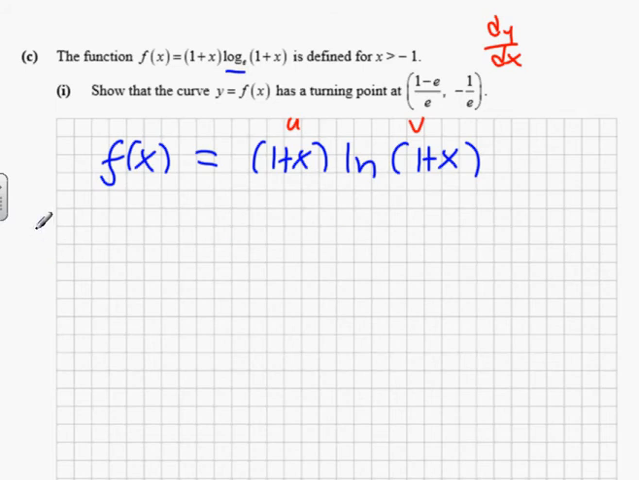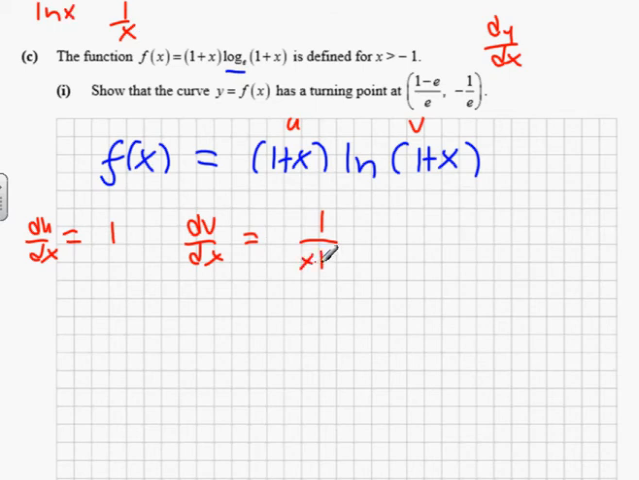So, du/dx is the derivative of 1 plus x, which is 1. The derivative of v, this thing here is v, so therefore it's going to be 1. So if we go back, the derivative of ln x is 1 over x, but it's not ln x, it's ln(x plus 1), so it's going to be 1 over (x plus 1) here. And you also have to differentiate what's in the bracket, which is differentiate 1 plus x. When you differentiate your 1 plus x, what you're going to get is 1.